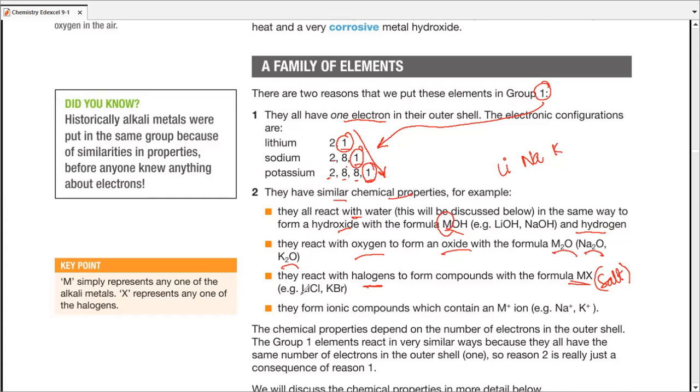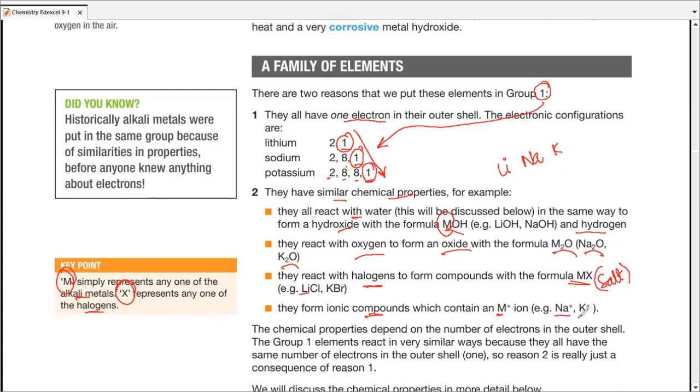If, for example, I write NaCl instead of it, that would become the table salt we eat every day. However, this is lithium chloride, potassium bromide. That's how they work. M represents alkali metals in here. X represents halogens in here. Halogens is the chapter we're going to study next after this one. And they form ionic compounds, and ionic compounds contain M positive ion.